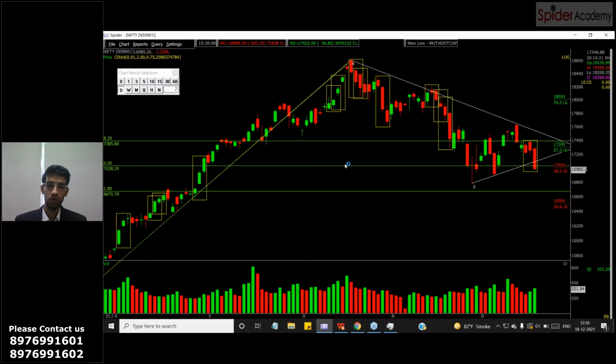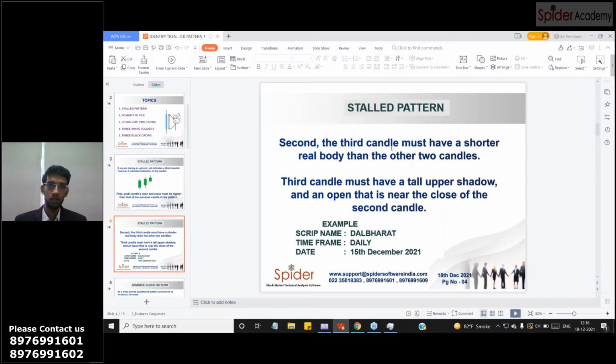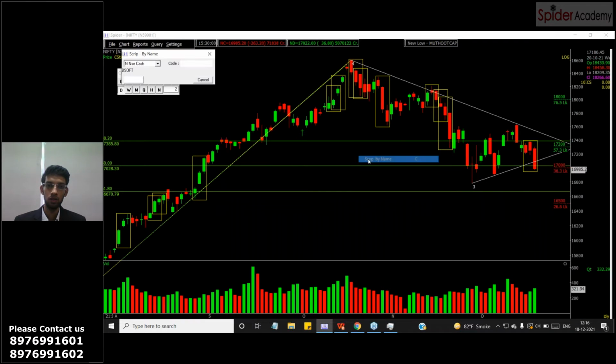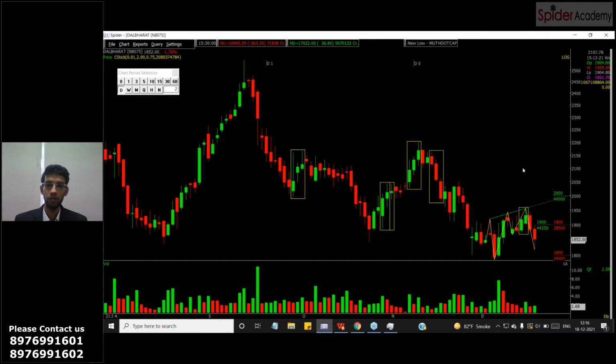Okay, as per our discussion, this was the stall pattern that we are discussing, and the example is Dalmia Bharat. The time frame is daily, and the date is 15th December. You can see when I click on this, on the left hand side at the bottom there is a stall pattern.